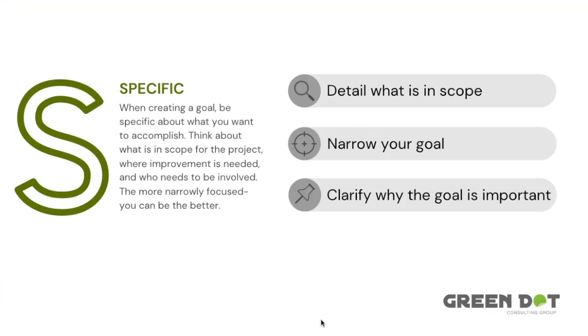Let's look at the first component of the SMART aim statement. The S, which stands for specific, is about creating a goal that is narrowly focused. In this section, think about what is in and out of scope for the project. Be sure to clarify where improvement is needed and who is impacted or who needs to be involved in the project. The more narrowly focused you can be, the better.